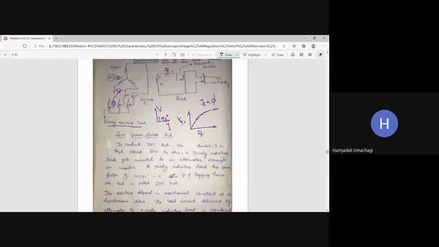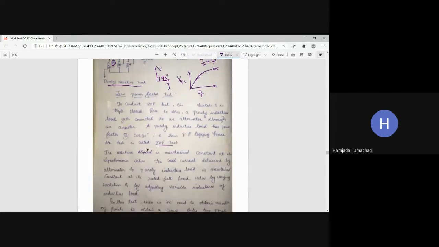That is, cos 90 is 0. Okay, that is 0 power factor lagging. Hence the test is called the ZPF test. So since we are closing the switch and connecting the alternator to a 0 power factor load, that is purely inductive load, for that sake we say this method is the 0 power factor test, right?